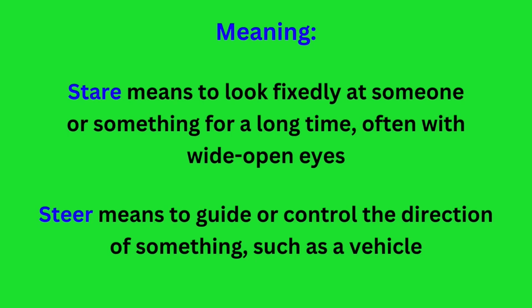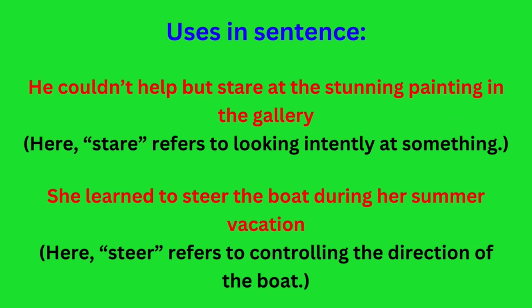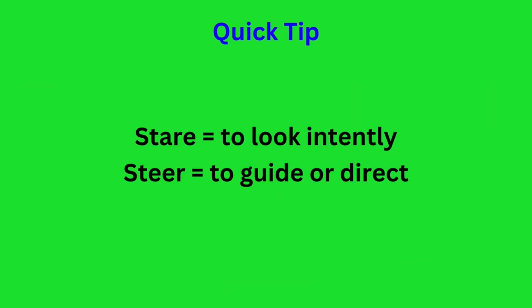Meaning, stare means to look fixedly at someone or something for a long time, often with wide open eyes. Steer means to guide or control the direction of something, such as a vehicle. In a sentence, he couldn't help but stare at the stunning painting in the gallery. Here, stare refers to looking intently at something. She learned to steer the boat during her summer vacation. Here, steer refers to controlling the direction of the boat. Quick tip. Stare, to look intently. Steer, to guide or direct.